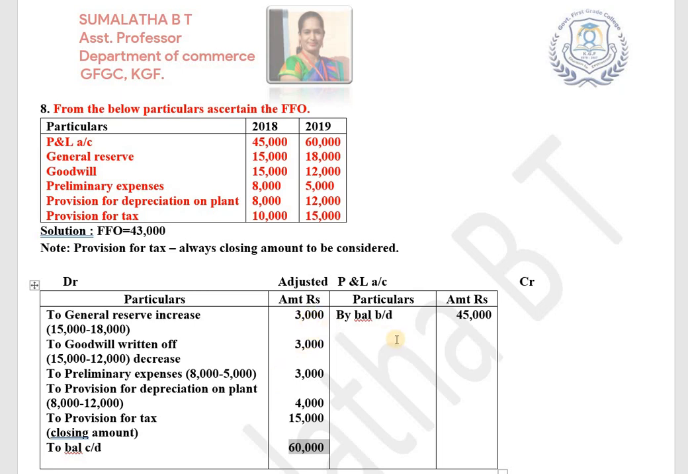Okay. And next, now we have to go for checking out. In this, we check, debit side is more balance. Take the total: 3 plus 3 plus 3 plus 4 plus 15 plus 60. You will be getting 88. Take the 88 to the other side. 88 minus 45. You will be getting 43,000. Right? What is this 43,000? This is your funds from operation. As we got the figures on the credit side, it is funds from operation.